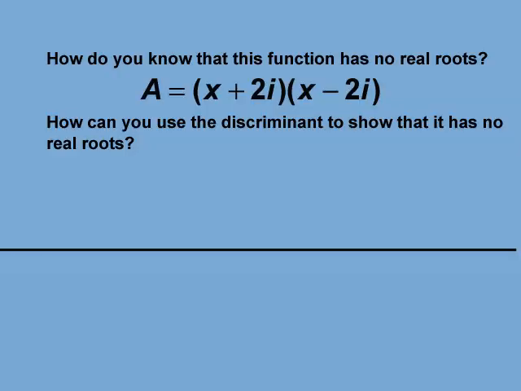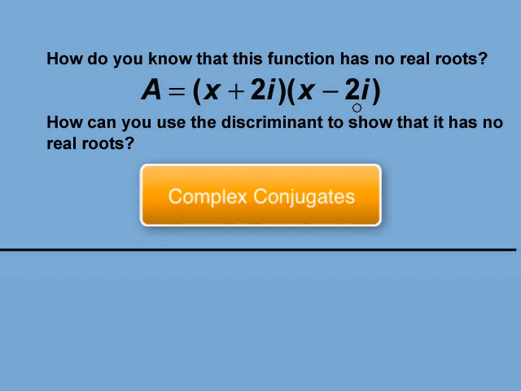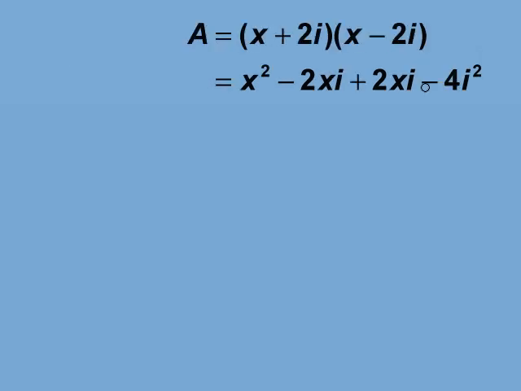How do you know that this function has no real roots? A equals the quantity x plus 2i times the quantity x minus 2i. How can you use the discriminant to show that it has no real roots? This function is written in factored form and has complex terms. In fact, the terms x plus 2i and x minus 2i are called complex conjugates and are the complex roots of a quadratic. In order to calculate the discriminant, we need to multiply these binomials to get a quadratic function in standard form. Here is the expansion.